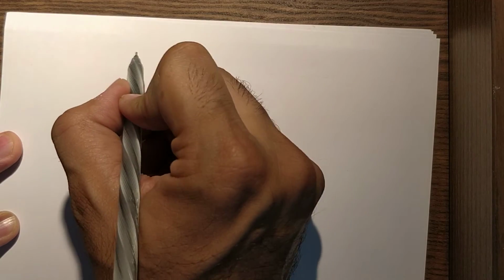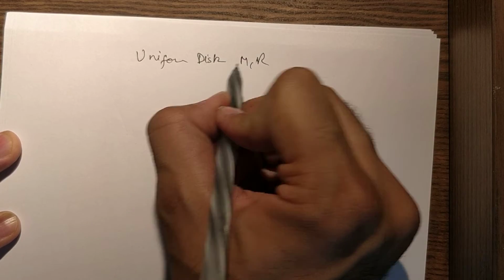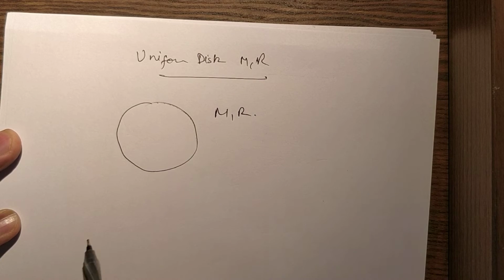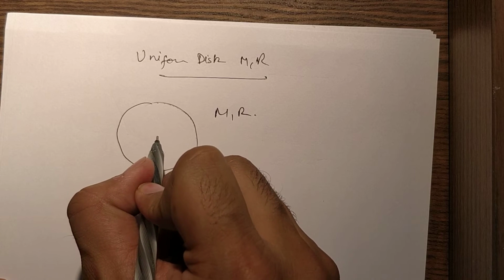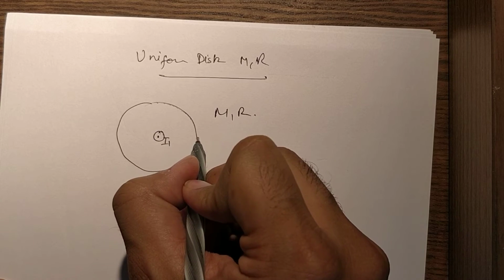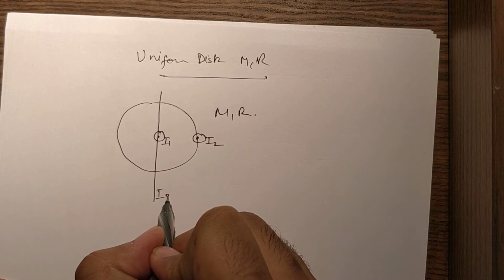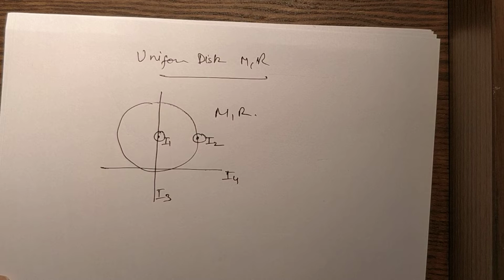Let's take one question. Let's take a uniform disk, mass m and radius r. So here you have this disk, mass m and radius r. Now I am marking some axes about which we have to find the moment of inertia. Let's start with this, this is I1, this is I2. Let's say about this axis I3, about this axis it will be I4. So let's find the moment of inertia about these axes.